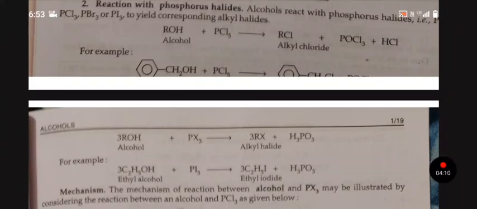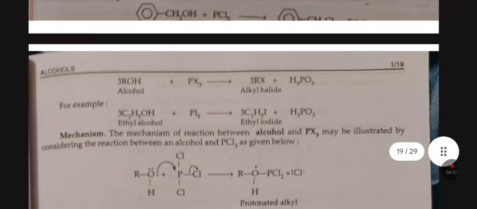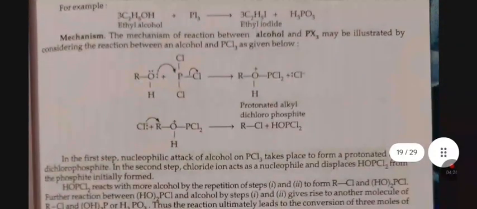Reaction with phosphorus halides. Alcohols react with phosphorus halides to yield corresponding alkyl halides. ROH plus PCl5 will give RCl plus POCl3 plus HCl. For example, ethyl alcohol plus PI3 will give ethyl iodide plus H3PO3.